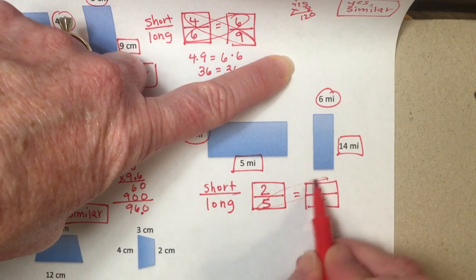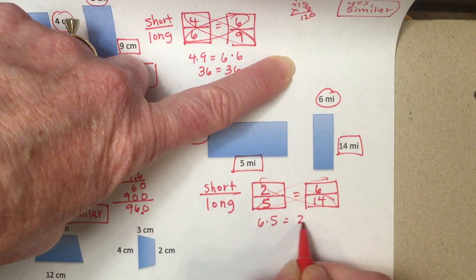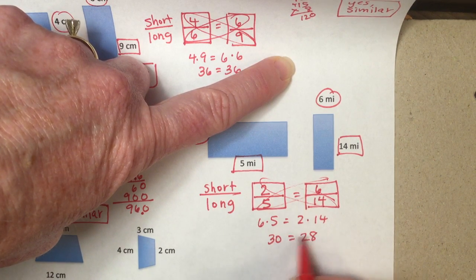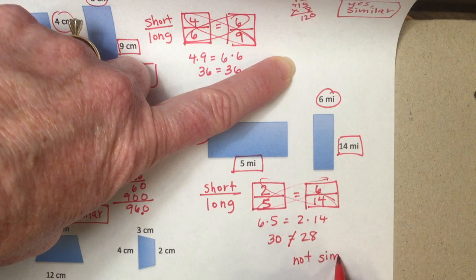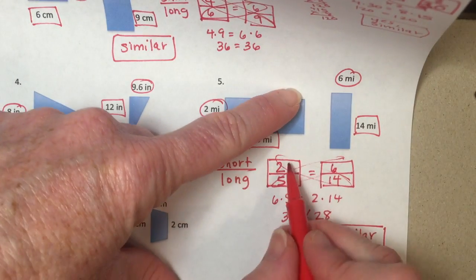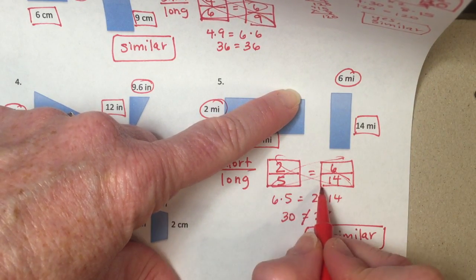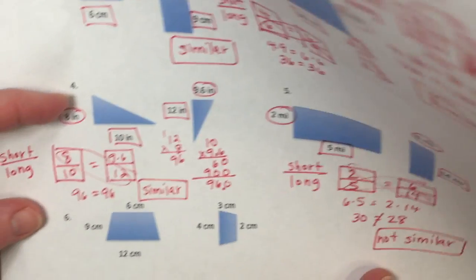Now I'm going to test my cross products: 6 times 5 and 2 times 14. I know that 6 times 5 is 30 and 2 times 14 is 28. These are not equal, so these are not similar. I could have seen that this way also. I know that 2 times 3 is 6, but 5 times 3 is not 14. So that would have been another way to test those to see if they were similar.